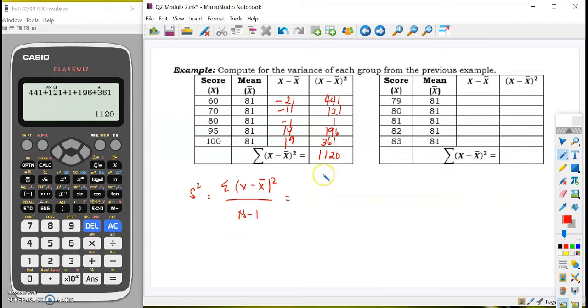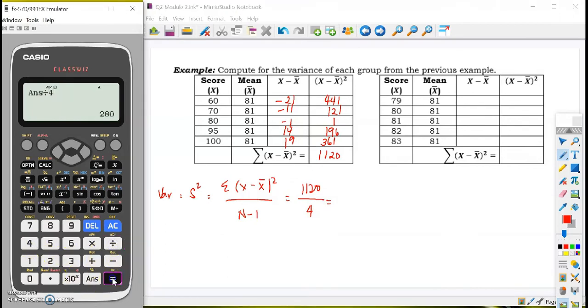So that means to get the variance, we need to get 1120 divided by, since these are 5 values, minus 1 would give us 4. 1120 divided by 4 would be 280. Therefore, the variance is 280. Okay, that would be the first group. Now, let's look at the second group.